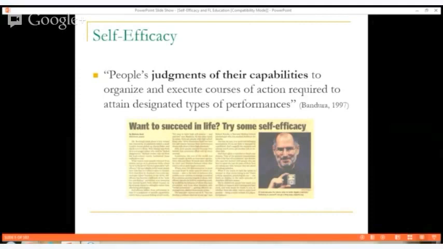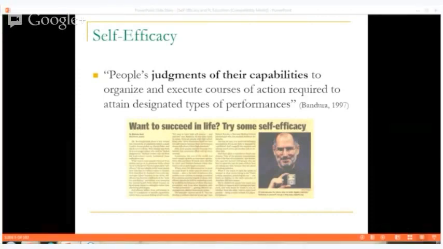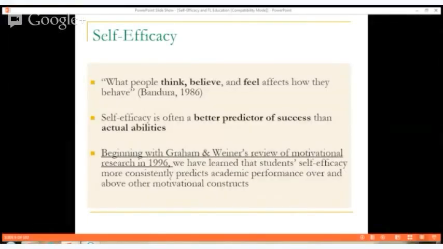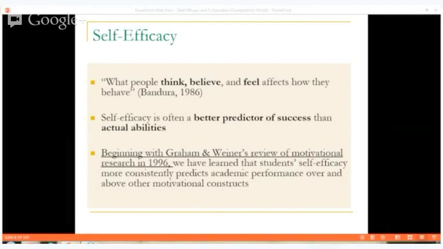Basically, self-efficacy is people's judgments of their capabilities to complete particular tasks. So their perceived competence in their ability to complete particular tasks. And you can see this is an article from the Wall Street Journal stating, do you want to succeed in life? Try some self-efficacy. So the idea being that what people think, what people believe, and what people feel affects how they behave. What's very interesting about self-efficacy is that it's often a better predictor of success than actual abilities. Previous success is not as good a predictor of actual success as your perceived ability.